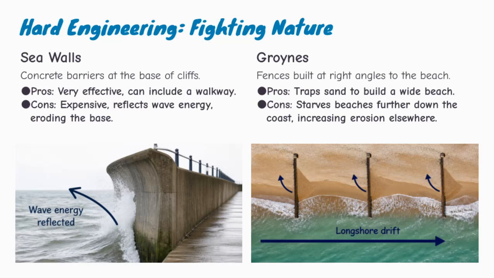Now let's look at hard engineering. Hard engineering means building man-made structures to control coastal processes. One example is a seawall. A seawall is a concrete barrier built at the base of cliffs or along the coast. Seawalls are often very effective because they protect land from direct wave attack. They may also include a promenade or walkway, which can support tourism.